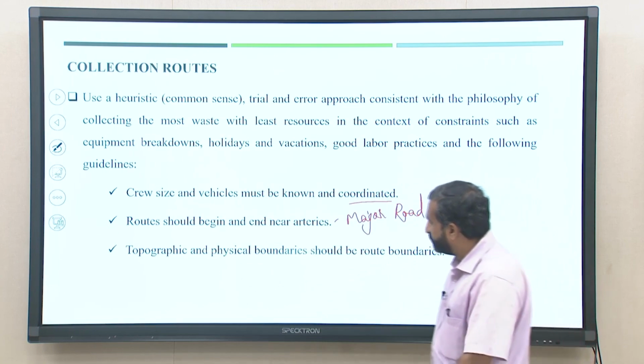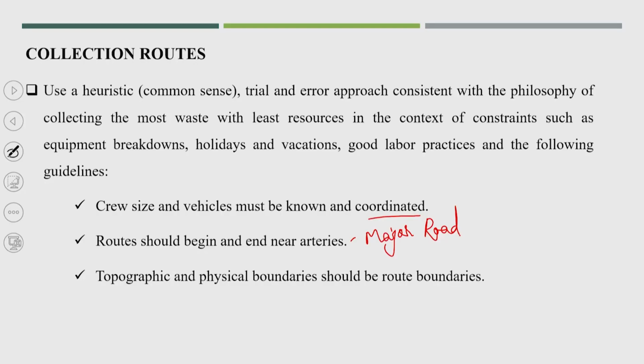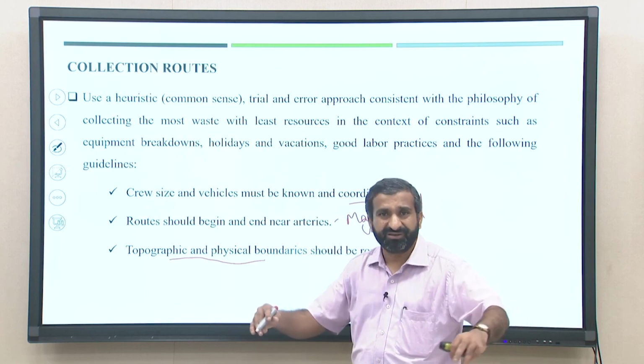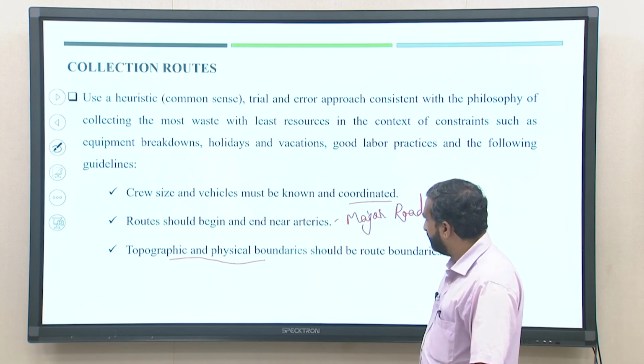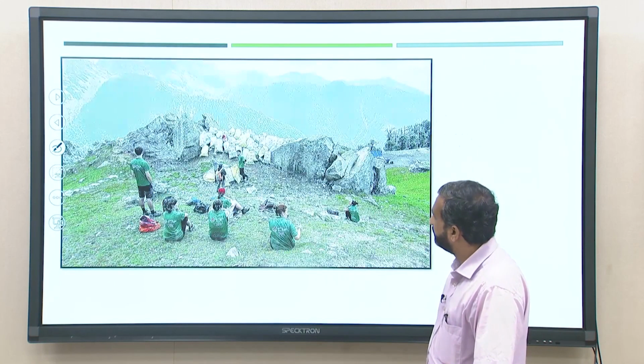Another point is that topographic and physical boundaries should be route boundaries. This is another very important point. Whatever the topography of that particular area or physical boundary, it is possible that some area is covered by one particular road or particular network. That could be a route boundary of that particular area.